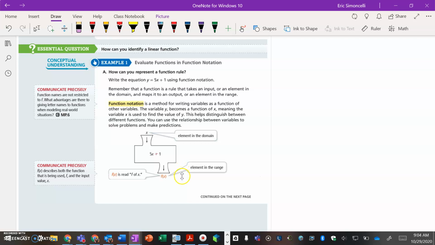f of x is another way to describe this, and that's literally how I would like you to say it. f of x, and that's your y value as we described earlier. It is disguised, in a sense, as a different variable, but technically f of x is the same as y. The function f is defined in function notation by f of x equals 5x plus 1.